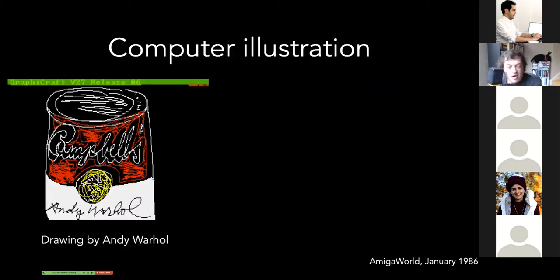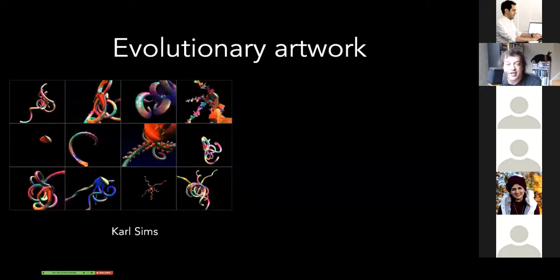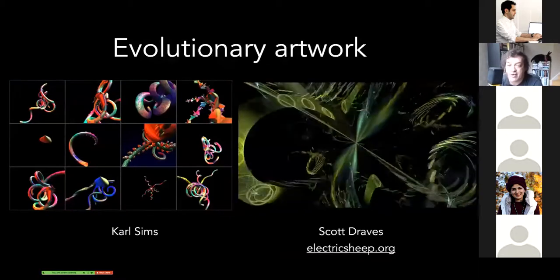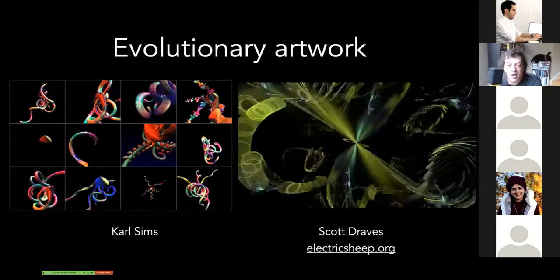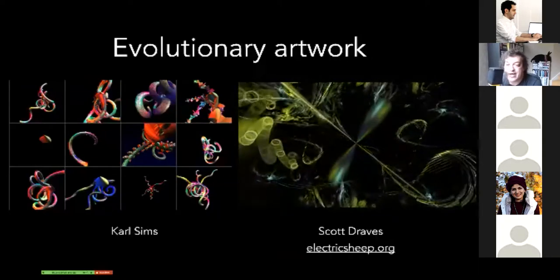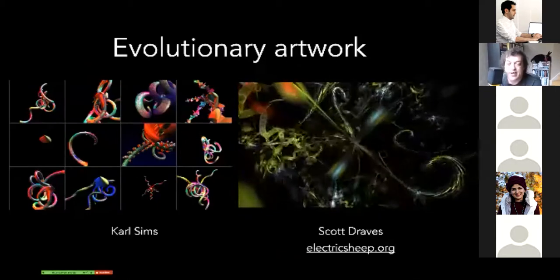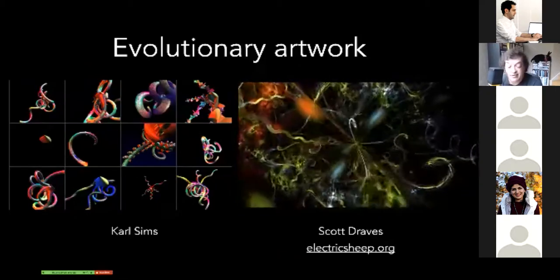Here's an Amiga drawing by Andy Warhol, and at every decade, the people are continually asking: is this art? Is a computer a tool for creative expression? Can the computer be the artist? Two more AI artists, I think, as significant are Karl Sims and Scott Draves, who both built evolutionary systems that would optimize or evolve creative screensavers or artificial life that were quite inspiring and intriguing in a lot of different ways. And these were essentially large-scale AI systems.